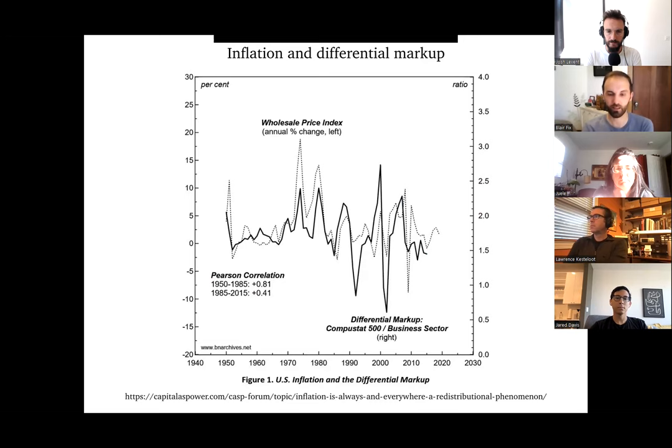So this is, again, data from Jonathan Nitzan and Shimshon Bichler. And Jonathan is somebody I work with quite often. What he's done here is plot the annual change in the wholesale price index, which is just a measure of inflation, against what he calls the differential markup. Markup is profit as a percentage of sales. He has taken the markup of the 500 largest corporations in the US and compared it to all corporations. When inflation is high, the markup of these big companies tends to increase, and vice versa, when inflation is low, the relative markup decreases.